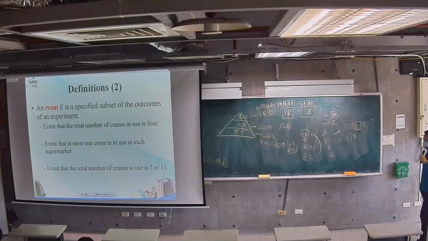Now that we know what the experiment is, what the possible outcomes are, and the idea of the sample space, we can define some events on sets of outcomes. An event is just a specific subset of outcomes of an experiment.